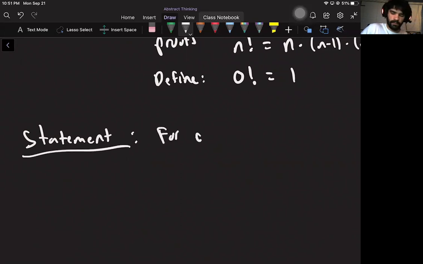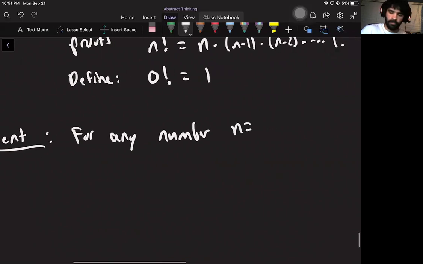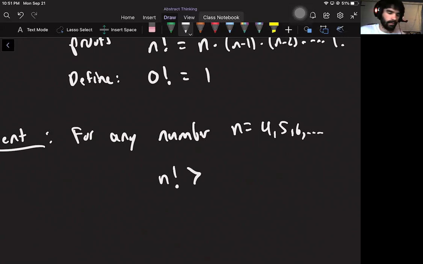So for any number, now we're not going to start at 1. We're going to start all the way up at 4. And then the claim for these numbers is that n factorial is a very big thing. It's going to be bigger than 2 to the n.